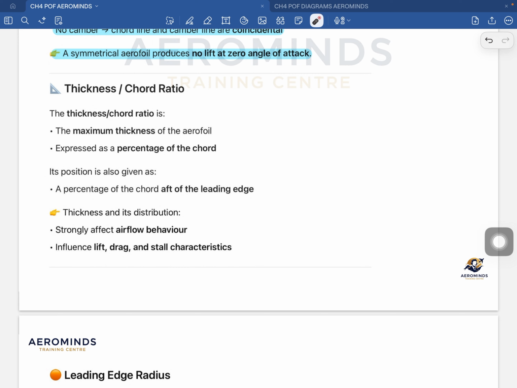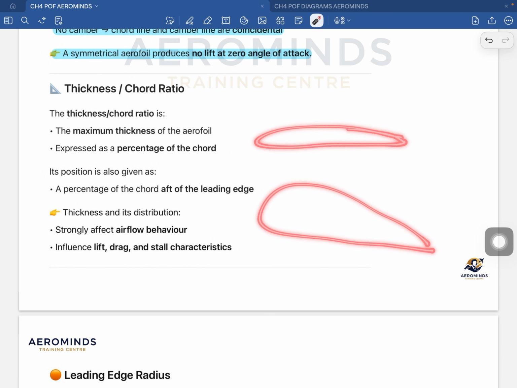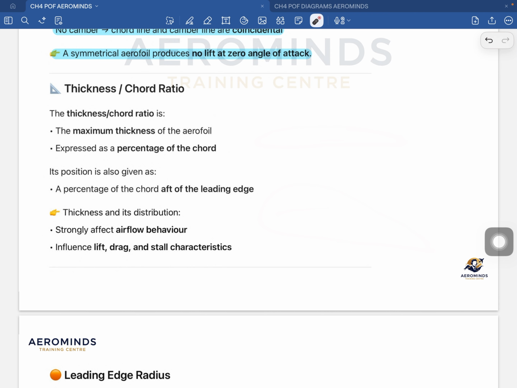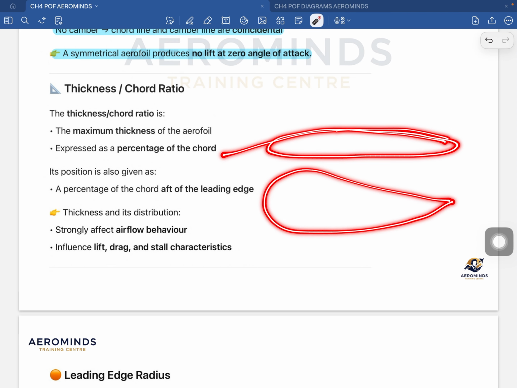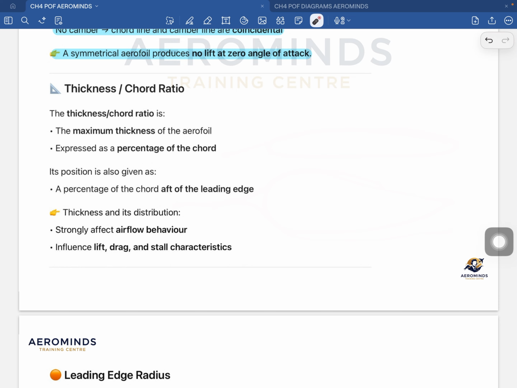They both strongly affect the airflow behavior. A thick wing behaves differently as compared to a thin wing. This is a thin wing. This is a thick wing. They both behave differently. It influences the lift, drag, and stall characteristics. For example, the leading edge thickness affects how smoothly the air flows and how the wing stalls. If it is pointed like this, the air will flow smoothly. But if its leading edge radius is more, it will have some problem. Got it? So remember all this.